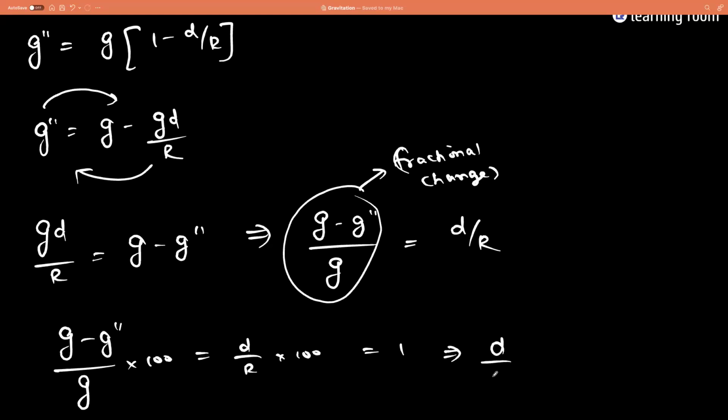So which implies D divided by R is equal to 1 by 100. So what will be the value of D? D will be equal to R divided by 100. R is 6,400 divided by 100. Answer will be 64.